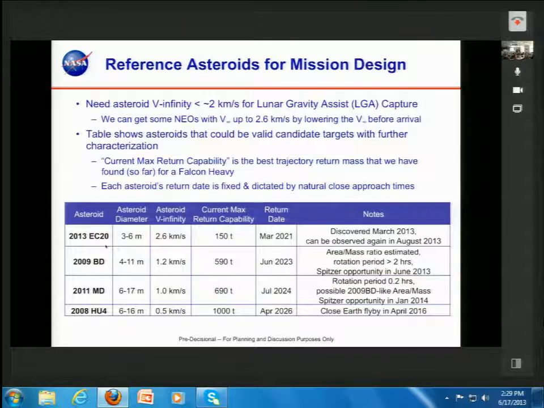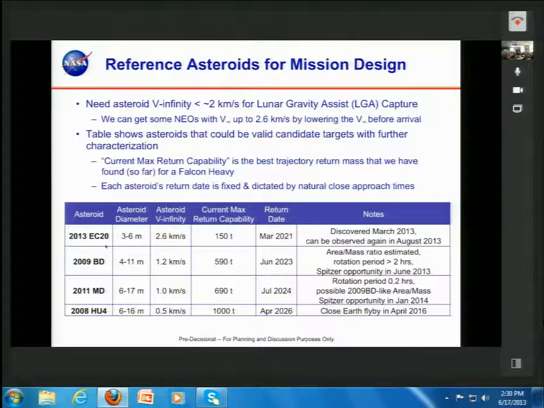And if it is 1,000 tons, then it becomes a viable target. If we look up on the top, 2013 EC20 is one that was actually discovered this March. For that, we have a maximum return capability of 120 tons. We actually think the asteroid is probably less than 100 tons, based on characterization during that encounter in March, and we confirmed that again in August 2013.